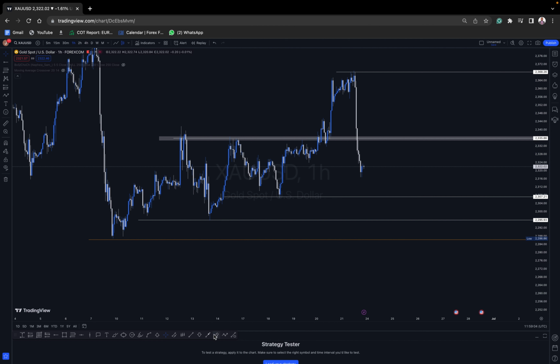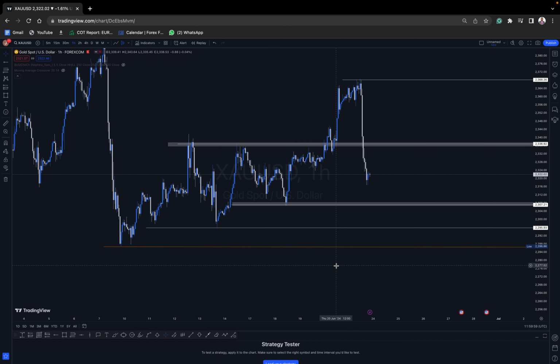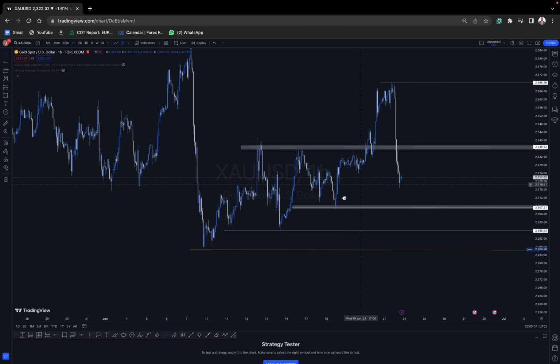And there is another possibility: price might come down to here, then retrace back to the upside, and then drop again. So I will be open to see. As I said, you have to be flexible with your analysis. Whatever price does, if price starts changing, we have to adapt to that. This is what I have on gold, and this is what I'll be waiting for.